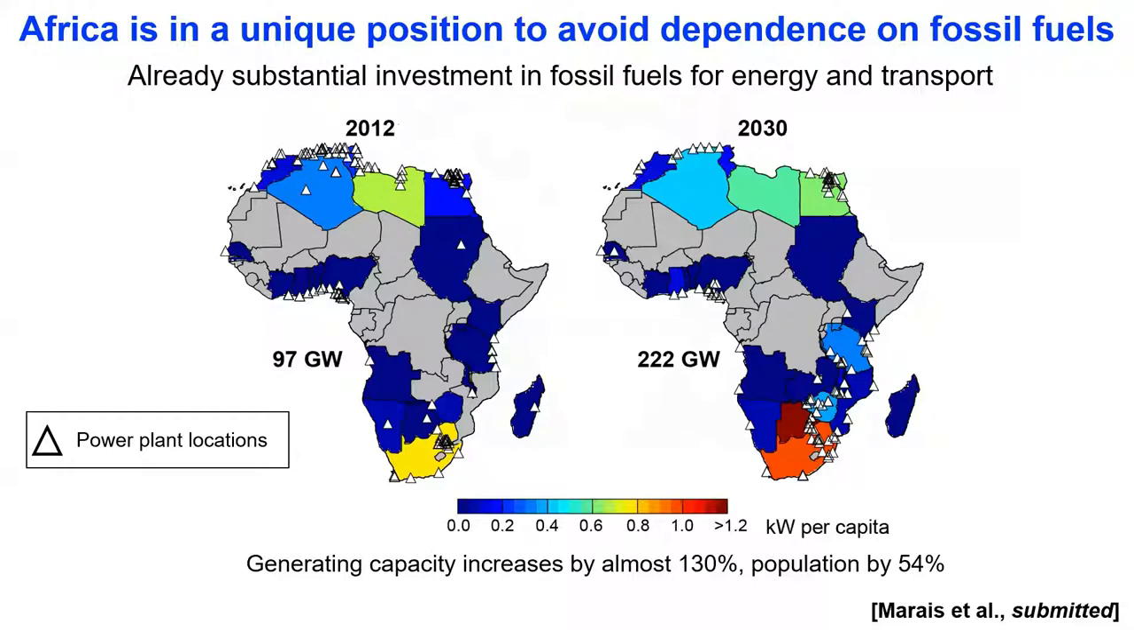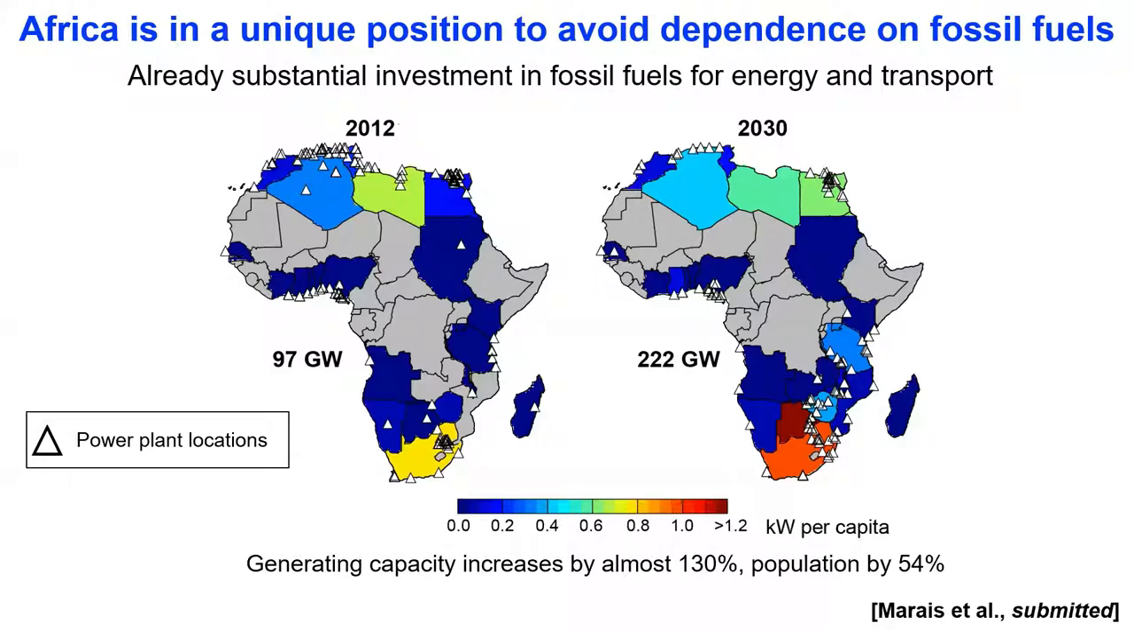And then I'll just go through some of the applications of the inventory. So we also wanted to look at what the future will look like for pollution sources from fossil fuels in Africa, because it's in a unique position to actually avoid this dependence on fossil fuel that's occurred in all other parts of the world and has led to such poor air quality. Renewable energy resources are prolific, and it's becoming much, much cheaper to use renewable energy. But there's already substantial investment in fossil fuels for energy as well as transport. And this is illustrated to some degree in the images that I show.